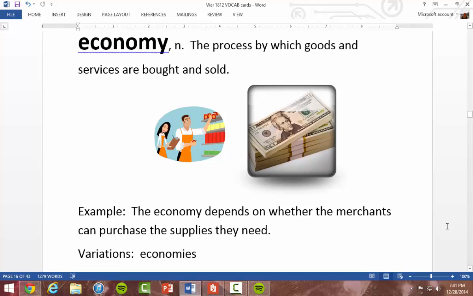Economy, a noun, the process by which goods and services are bought and sold. Example, the economy depends on whether the merchants can purchase the supplies they need. And a variation on this word is economies.